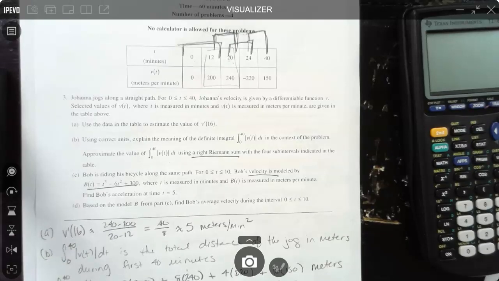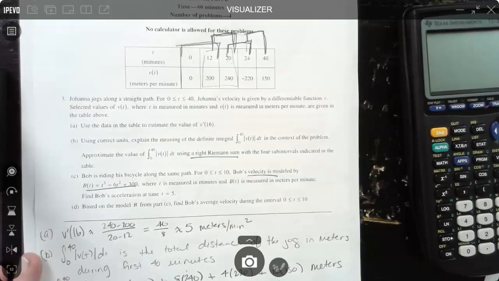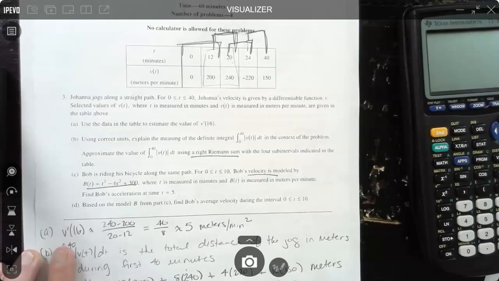This one did not specify units, but do get in the habit of doing it because sometimes it's 1 point. Yeah.